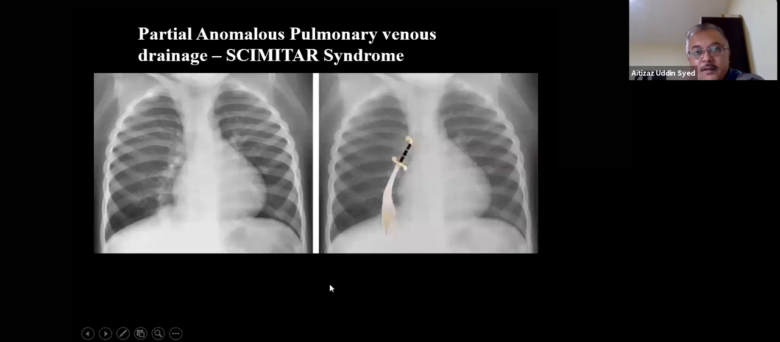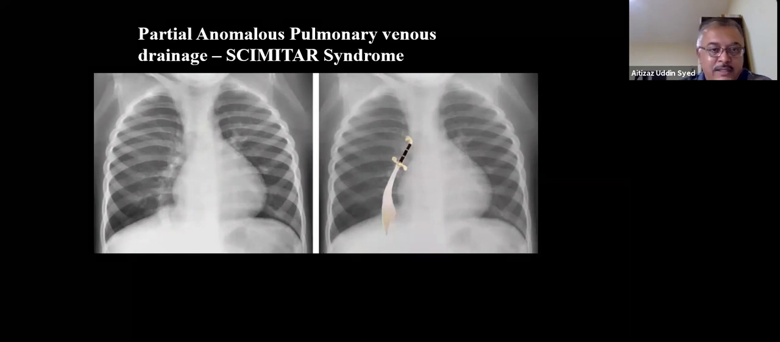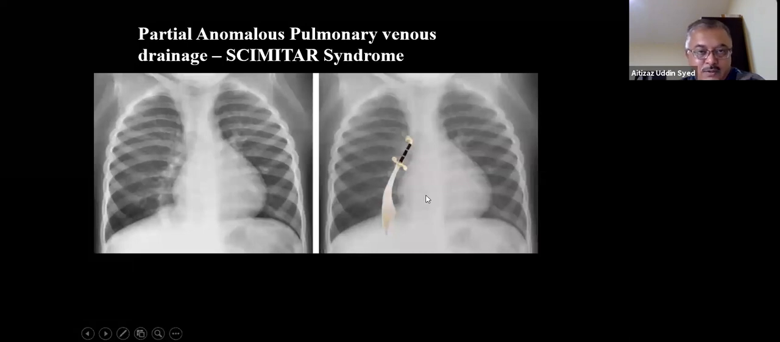Now, maybe you heard about this Scimitar syndrome in the previous session. Scimitar is not only partial anomalous pulmonary venous drainage, there are associated things with it, but basically you see a shadow on the chest X-ray, which appears like a Turkish sword. Turkish sword is called Scimitar. Apparently, this used to be like that.